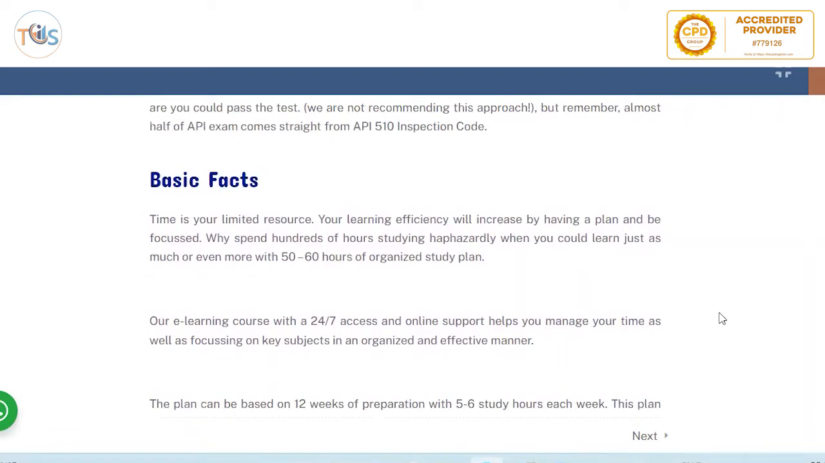Basic facts. Time is your limited resource, as we said before. So your learning efficiency would obviously increase if you have a plan. Why should you spend hundreds of hours studying when you can get the same score with 50 to 60 hours of an organized study plan?